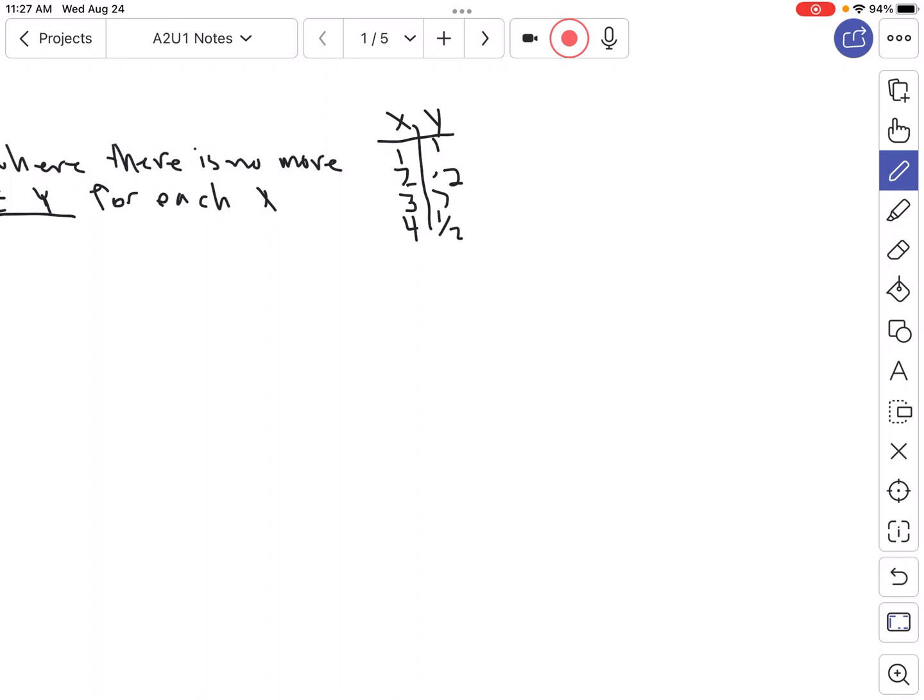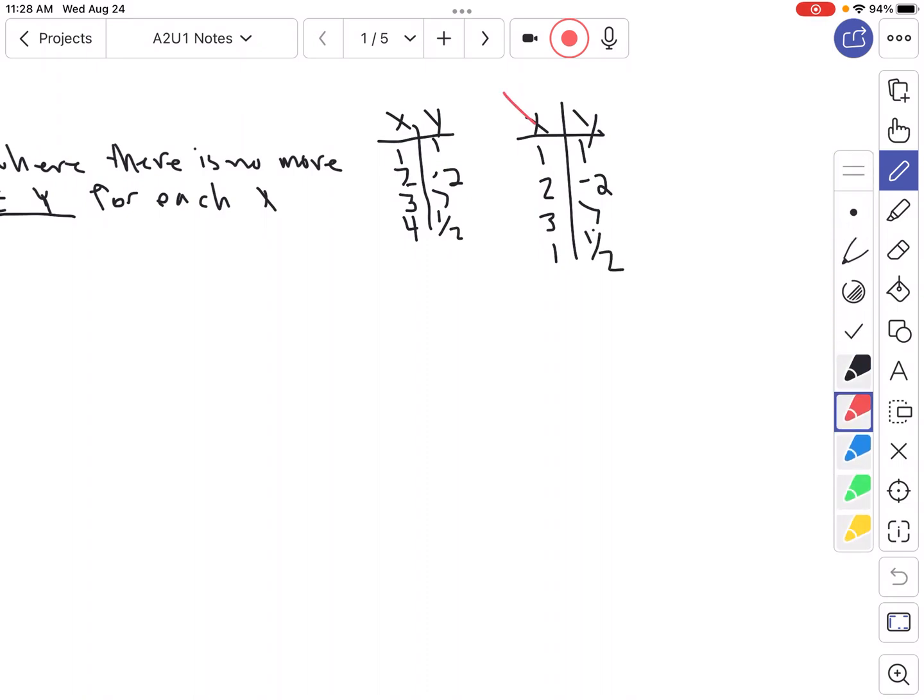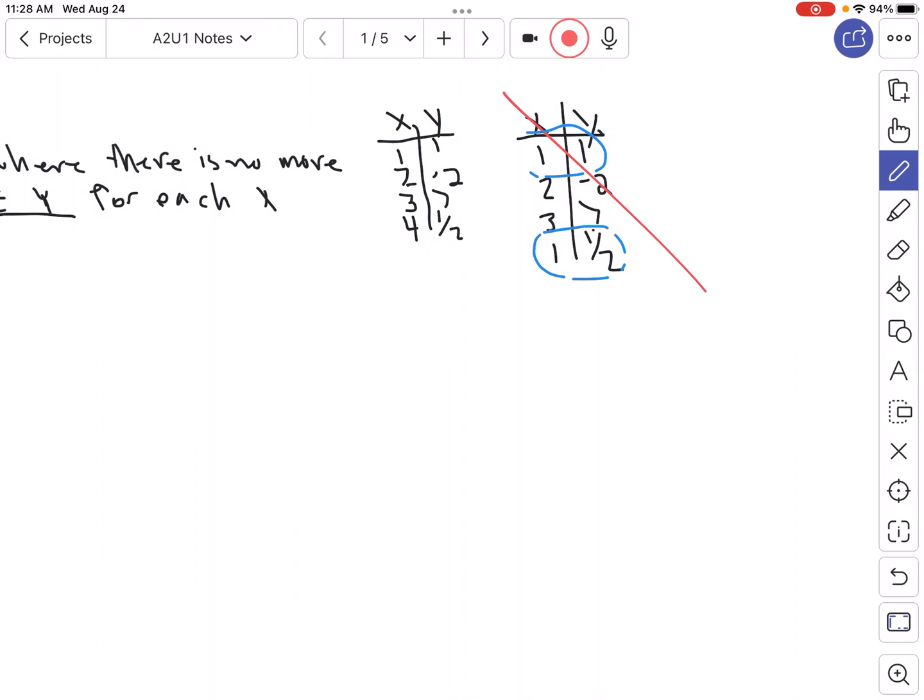That's fine. But if I have an XY table that has x values 1, 2, 3, 1, and y values 1, -2, 7, because this next x value is a 1, the y value has to be 1. If it's anything else, then that is a no-go. That is not a function because it does not have the same y value for the same x value. So you have to be really careful there.